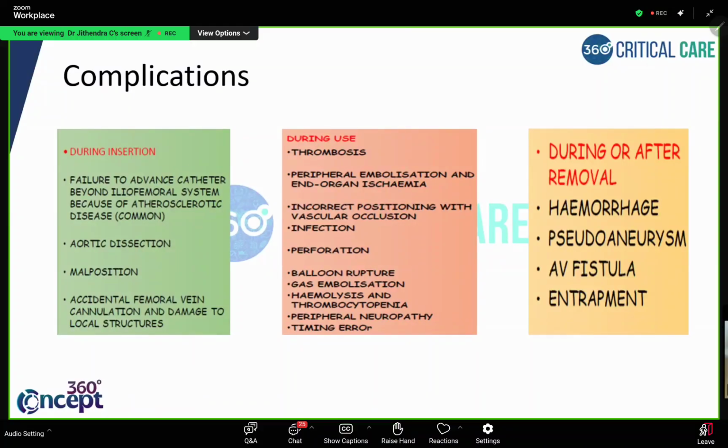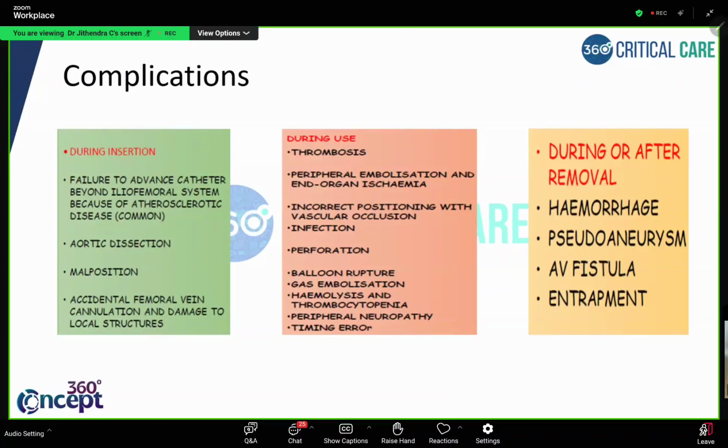So coming to the complications during insertion. One, it can be bad peripheral vascular disease, and you may not be able to canalize it. It is very common because it's a pretty big cannula we'll be inserting, and a pretty big sheath will be there. The balloon should go, but if the vessels are damaged and there is significant stenosis, then you will not be able to do it. That is the most common complication you will be seeing. Sometimes if you injure the aorta, it can cause aortic dissection. Malposition, I have told you, is very important and can lead to problems. Malposition can happen anytime, during insertion or during use also. So you should be very careful. You can tell that in both the cases.